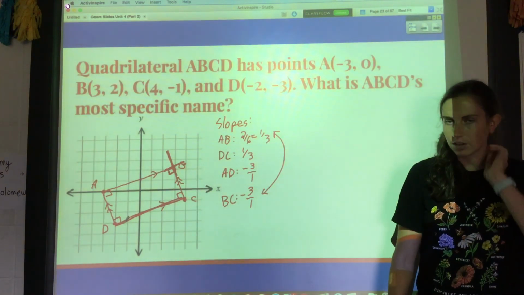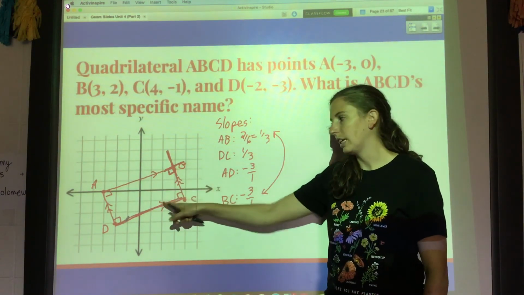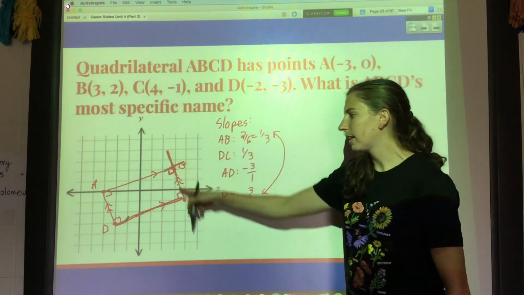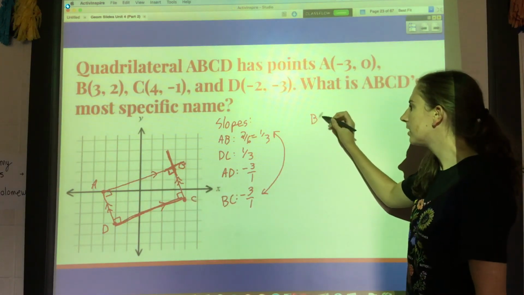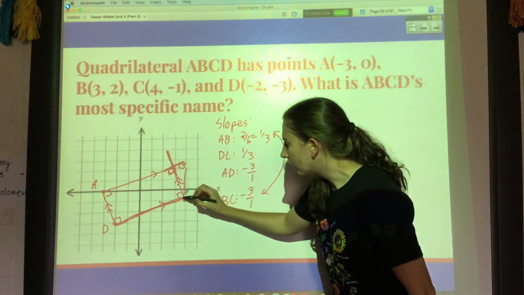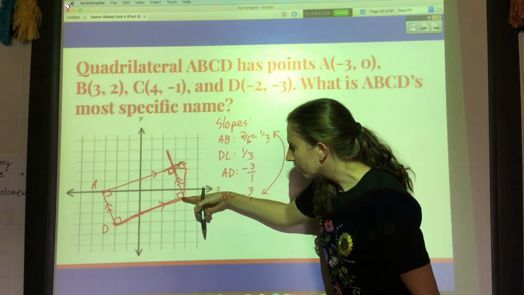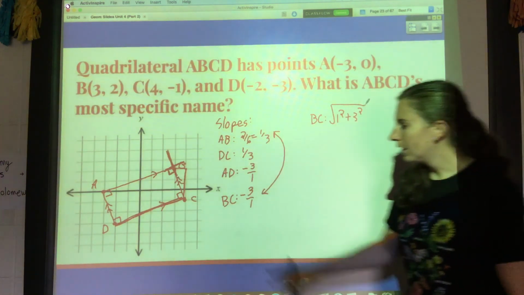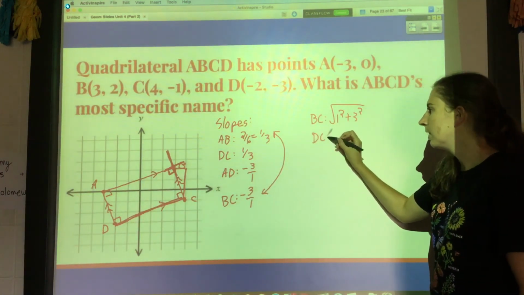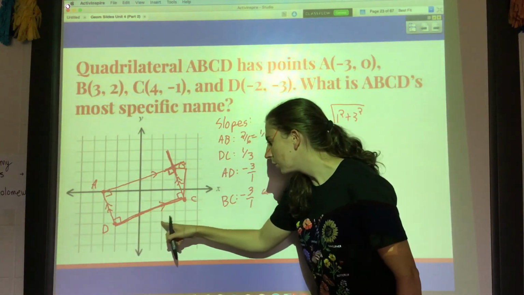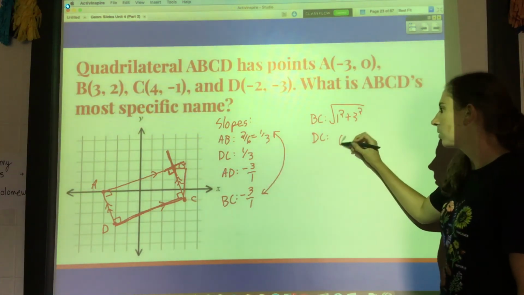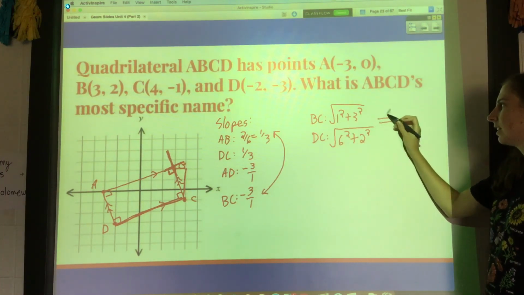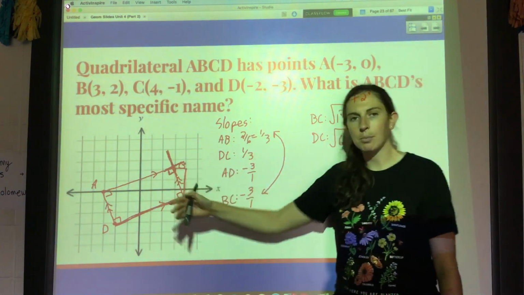It's pretty clear this is not a rhombus because these two are definitely not congruent. But if I wanted to prove that, I could find the lengths of these sides. For example, BC, if we made that into a triangle, it would be a 1 by 3 triangle. So 1 squared plus 3 squared, and then square root it. For DC, it would be 6 by 2. So 6 squared plus 2 squared. And if you compare those, they are definitely not equal to each other. So it's not a rhombus or a square.